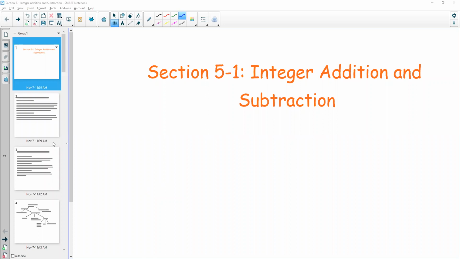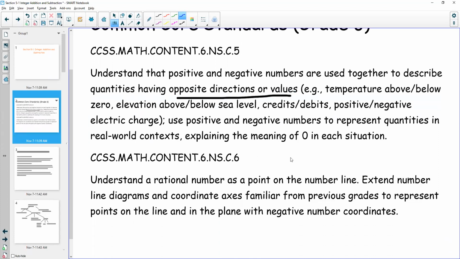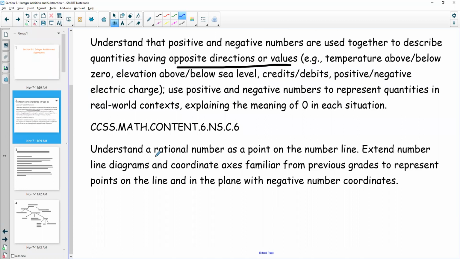So this integer addition and subtraction is something really moving into middle school for kids. The idea that positive and negative numbers describe opposites, or things with opposite directions or value. Think temperatures, elevations, money. Money's the real key here. They can represent the use of positives and negatives in the real world. And when we talk about positives and negatives, we're talking about rational numbers on a number line.